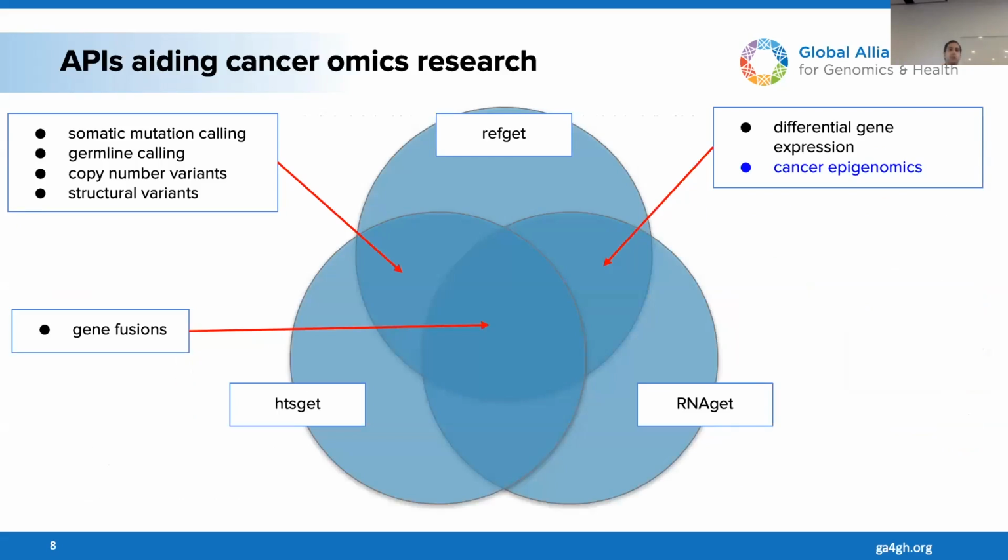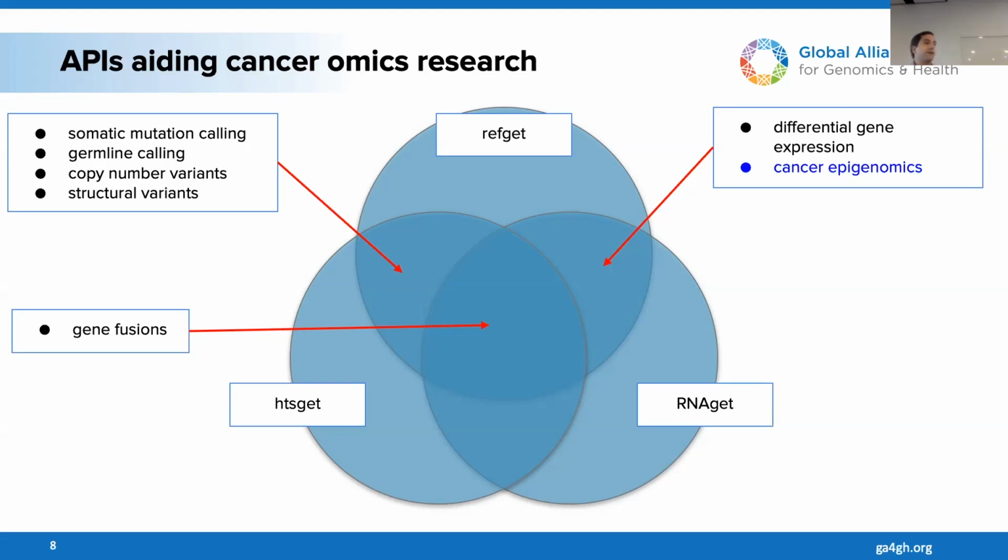There's obviously many more for GA4GH, but I wanted to focus on those just because they might be most relevant from a cancer research perspective. So you can imagine that with the three APIs, by intersecting the data you might get from the different APIs, you can conduct many different types of cancer research analyses.